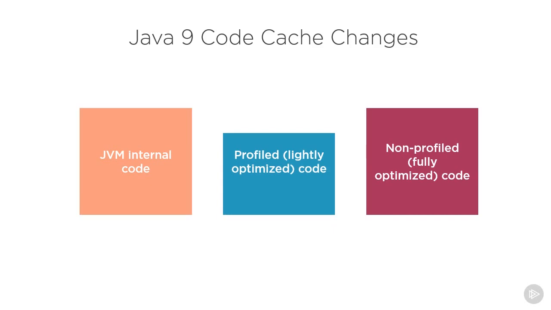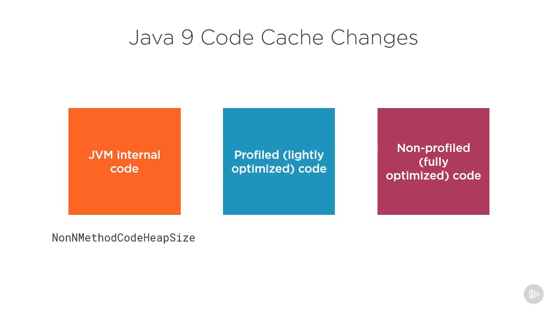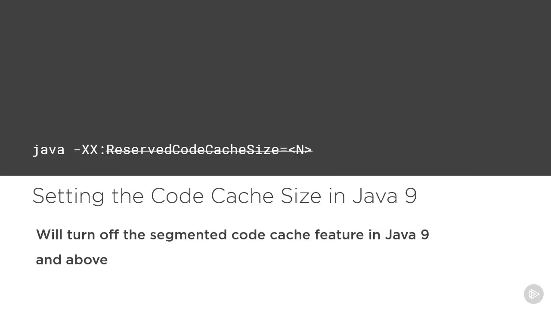To set the sizes of the 3 code cache areas, use the NonNMethodCodeHeapSize flag for the internal JVM code, the ProfiledCodeHeapSize for the lightly optimized code, and the NonProfiledCodeHeapSize for the fully optimized code. Note that in Java 9 and above, if you use the old ReservedCodeCacheSize flag to manage the size of the code cache instead of using one of these newer flags, the JVM will turn off the segmented code cache feature and return to treating the code cache as a single entity.